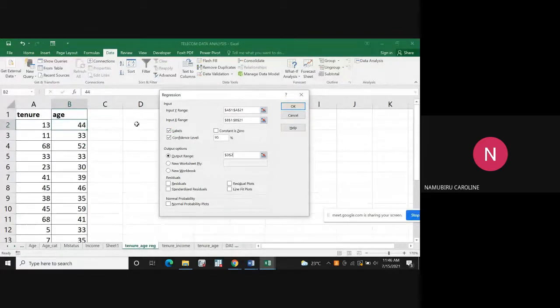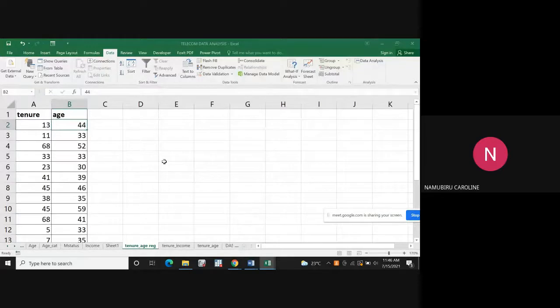You can click in any empty cell. So the moment you click in that empty cell, it's going to show here, and leave all the other things out at the moment, and then you say okay. Have you managed to do that? Yes. Okay, so this is the same result that we got.